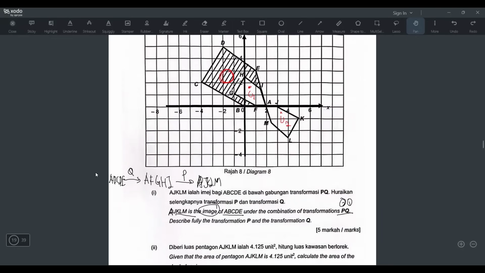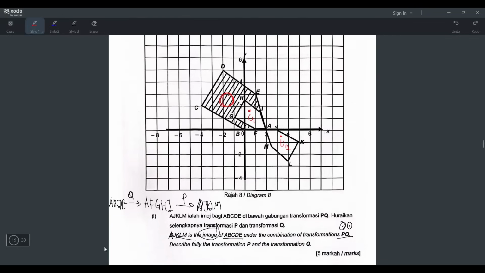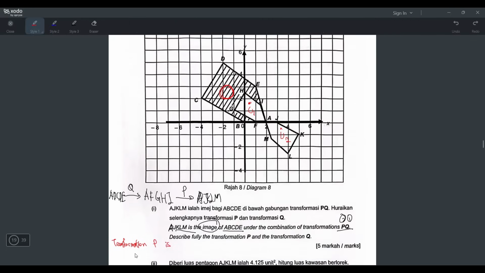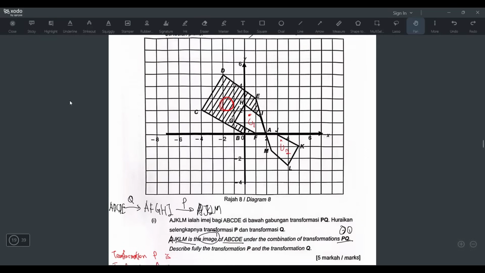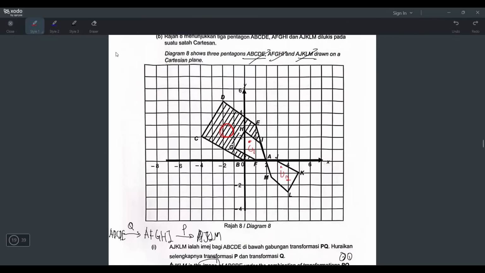Okay, let's go. So I will describe down here. So transformation P is blah blah blah, and then transformation Q is blah blah blah. Okay. Okay, now we will try to determine the transformation. There's four transformation you learn. First is translation. Next is reflection. And then next thing you learn rotation, putaran, rotation, and then the last one is pembesaran, enlargement.